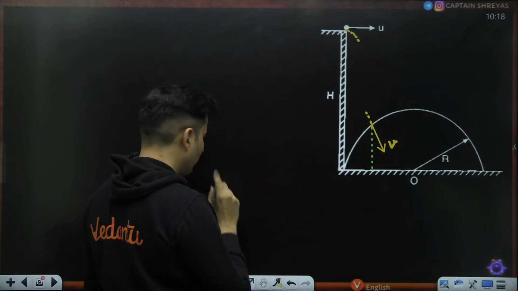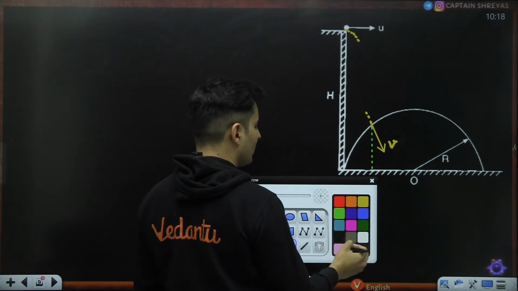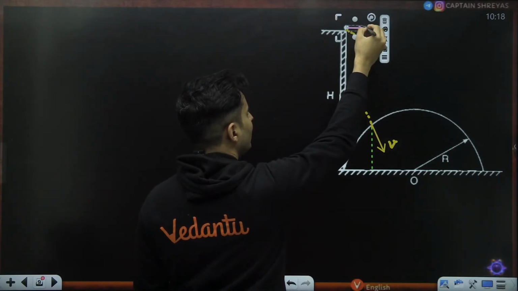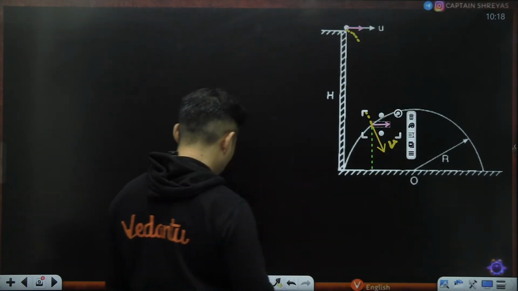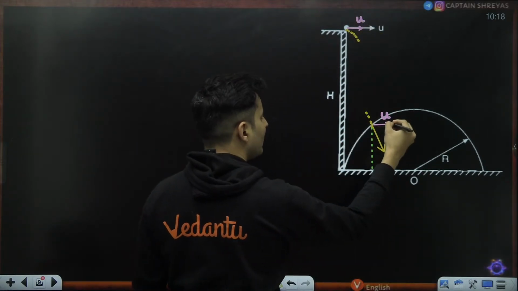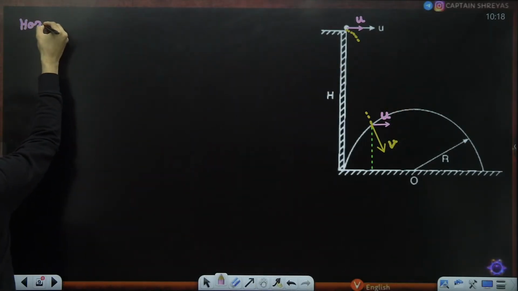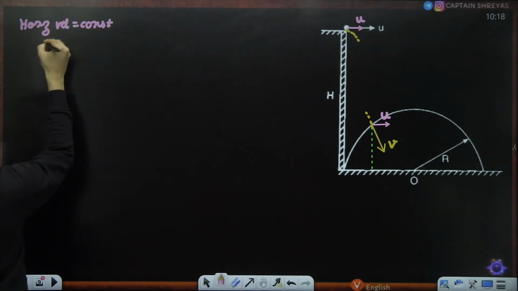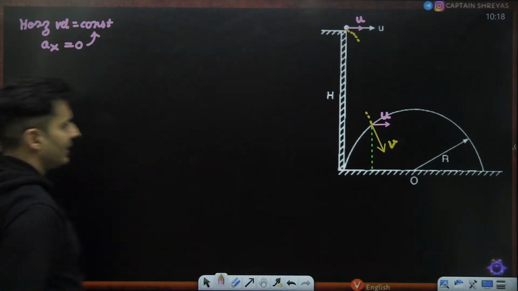But one thing is there, whatever velocity was there initially, which is u over here, that same velocity u will be present here also, no doubt. Because horizontal velocity is constant, and the reason for that is that acceleration in the x direction is 0.